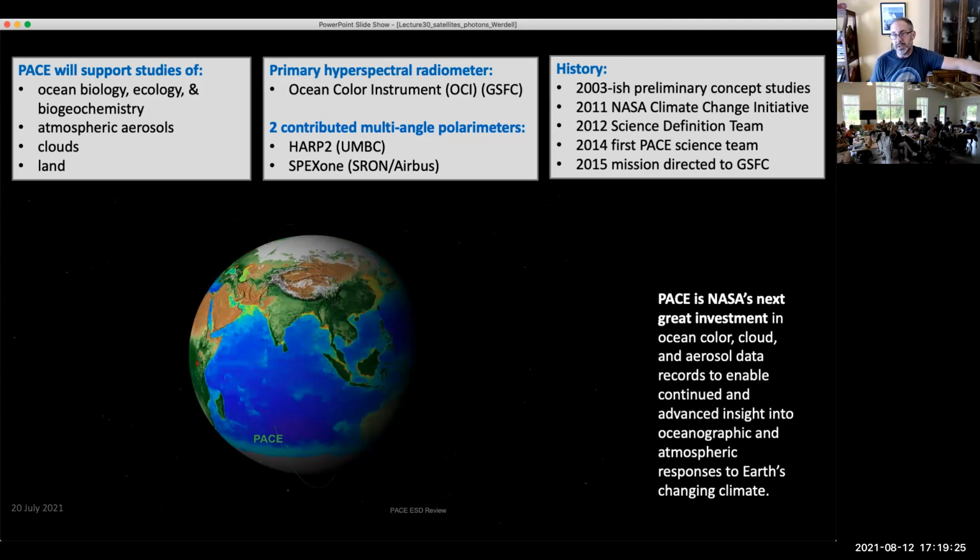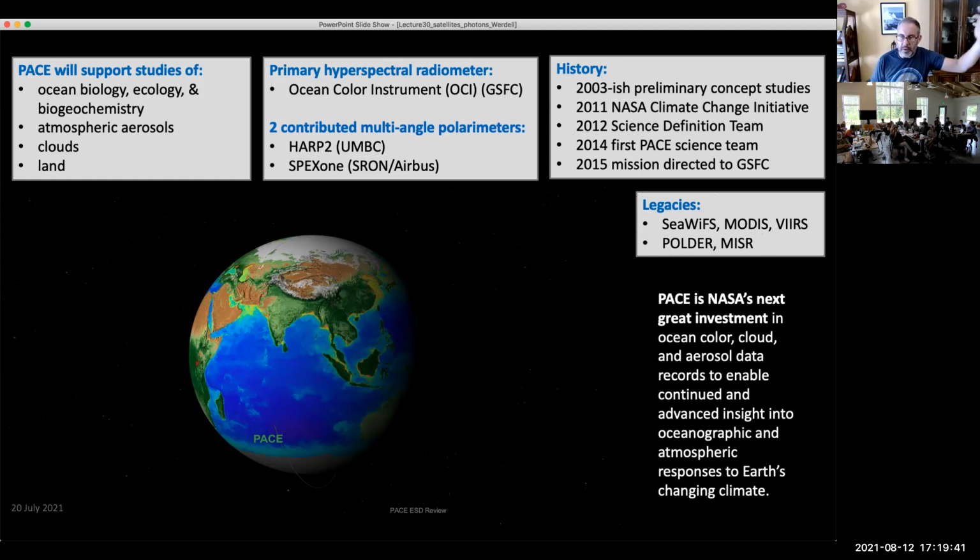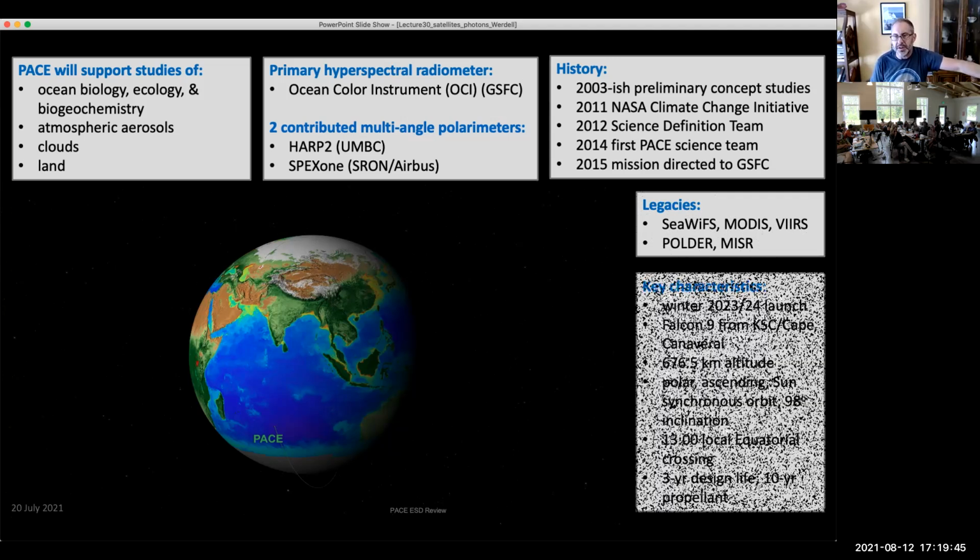And so over the course of the next decade and a half, what became PACE evolved slowly over time as different opportunities arose and so forth. But it was really 15 years later before the mission became real and was directed to a center to build. You know, the legacy, SeaWiFS was VIIRS. For polarimetry, it's POLDER and MISR, if you're interested.